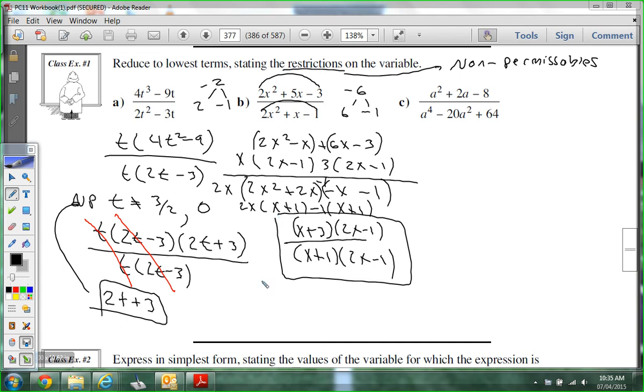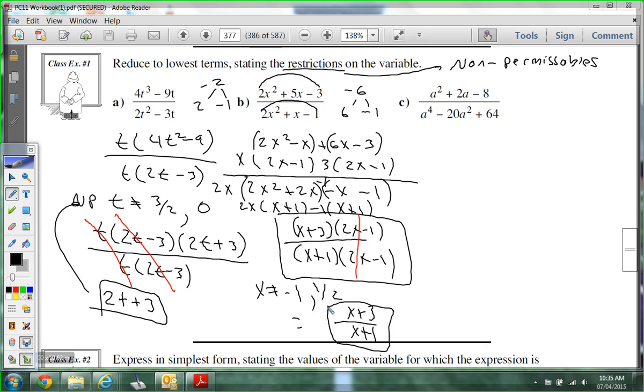Good. So x can't be negative 1. Good. And x can't be 1 over 2, because that would give me 0 on the bottom. Okay, Jordan, what can I cancel? Good. So this cancels. So our simplified answer is x plus 3 over x plus 1.